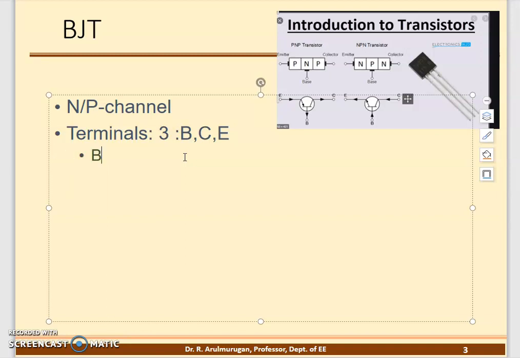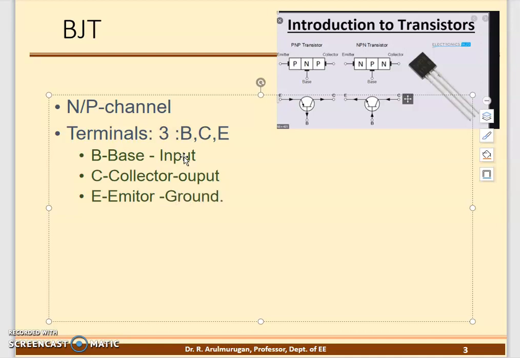So what is the base? B stands for the base terminal, and the base terminal is the input terminal. Another one is C, which stands for the collector terminal. The collector is called the output terminal, the output side. Another one is E, for the emitter terminal. The emitter is the common ground, so it is a common ground method, common for input and output.